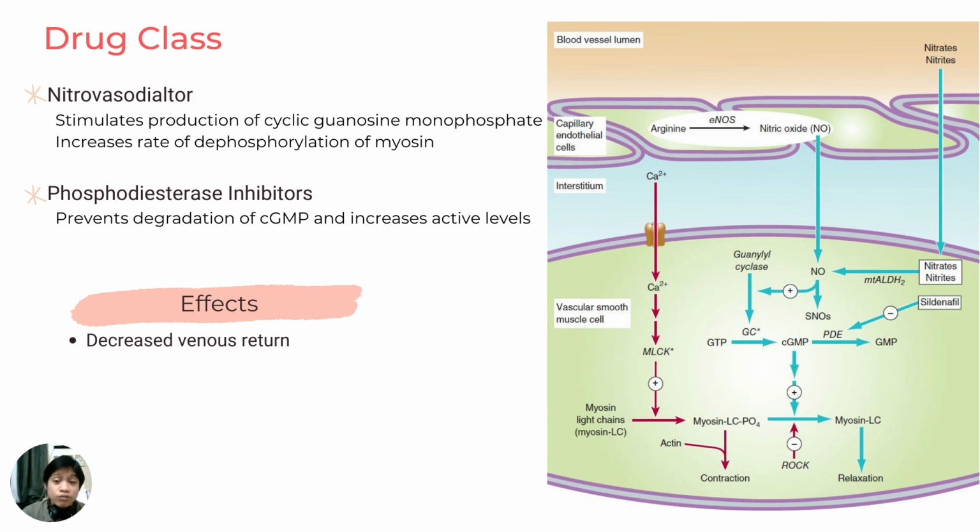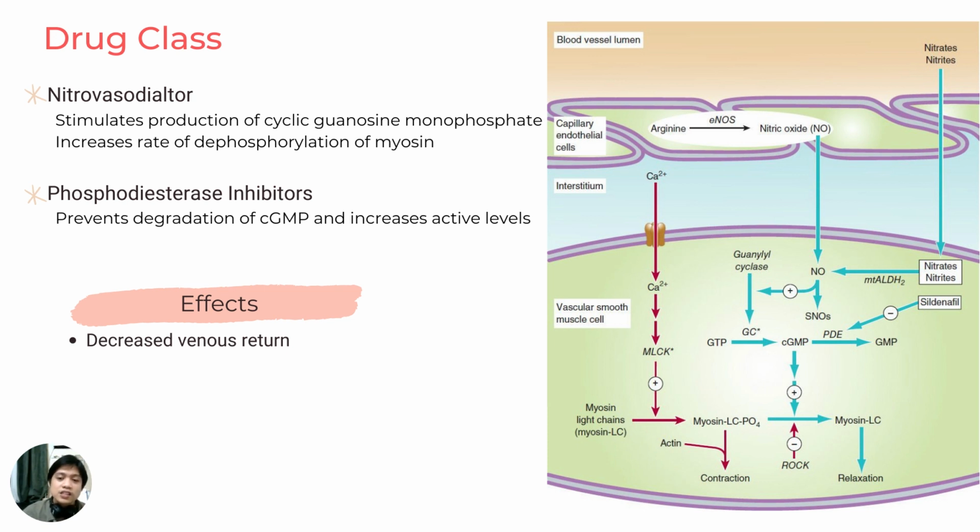So there are a lot of phosphodiesterase inhibitors. We have phosphodiesterase 5 inhibitors, and we have phosphodiesterase 3 inhibitors. So PDE3 inhibitors are commonly used for the treatment of heart failure, while PDE5 inhibitors, sildenafil, which is now commonly linked to erectile dysfunction, are agents used for the treatment of pulmonary hypertension.